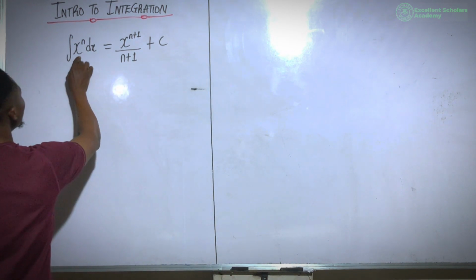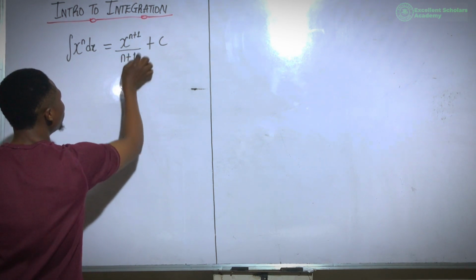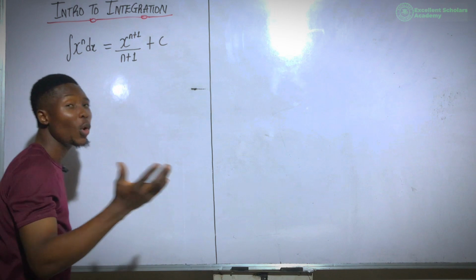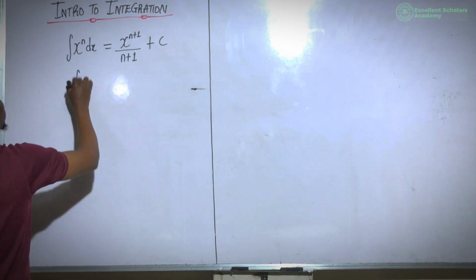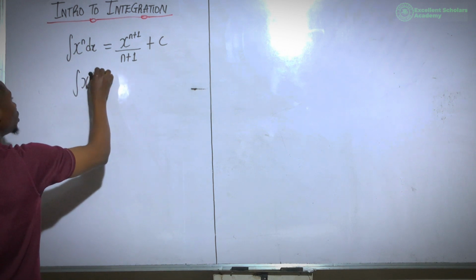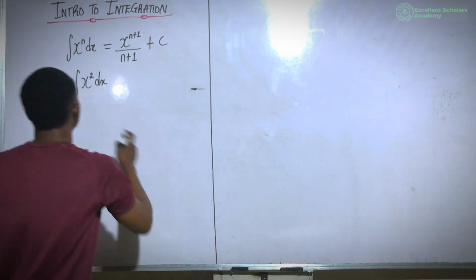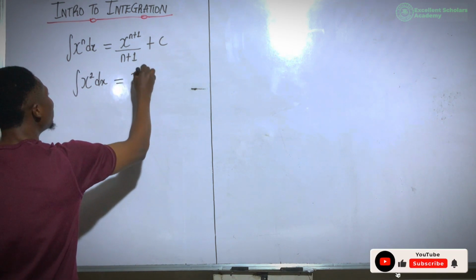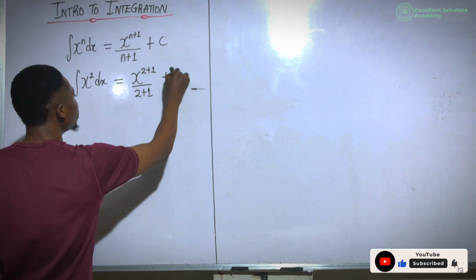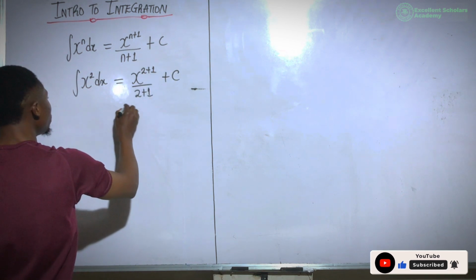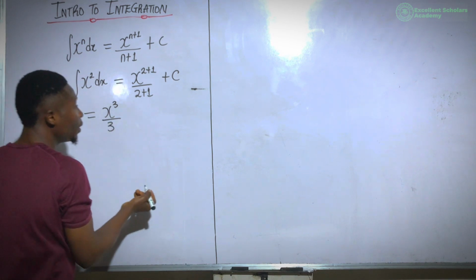So we want to integrate this function. You're going to add 1 to the power over the same addition of the power, that's n plus 1, plus your constant of integration. So for instance, if you want to integrate x squared with respect to dx, all you need to do is add 1 to the power here over the same 2 plus 1 plus your constant of integration. So 2 plus 1 gives us 3, so that's x to the power of 3 over 3.